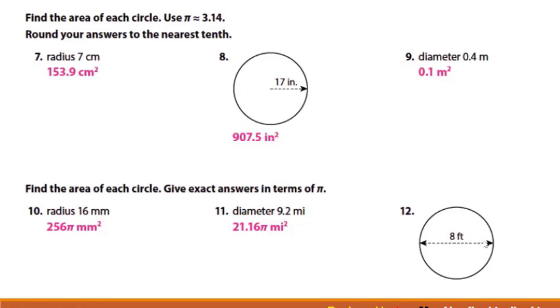Now we're going to something else. The last one, I give you diameter also. This means diameter, so I have to divide it by 2. So my radius here will be 4. 4 power 2 is 16. 16 pi. So this is my answer.